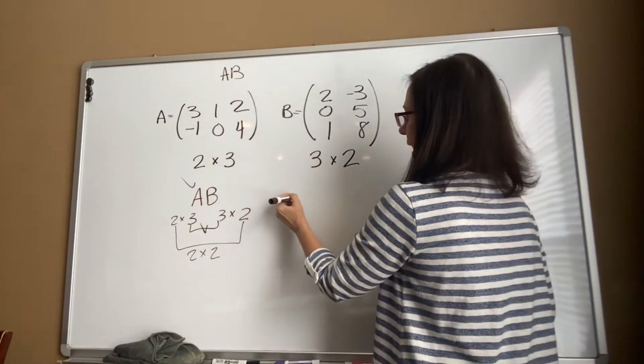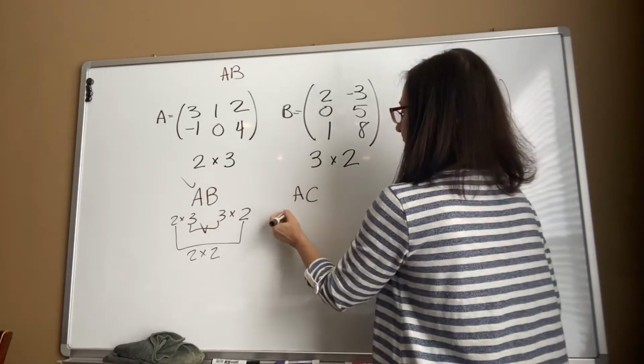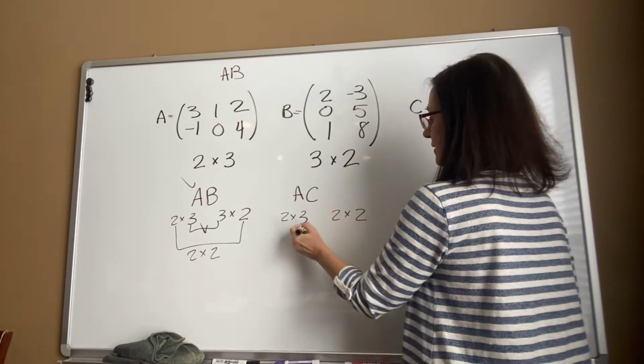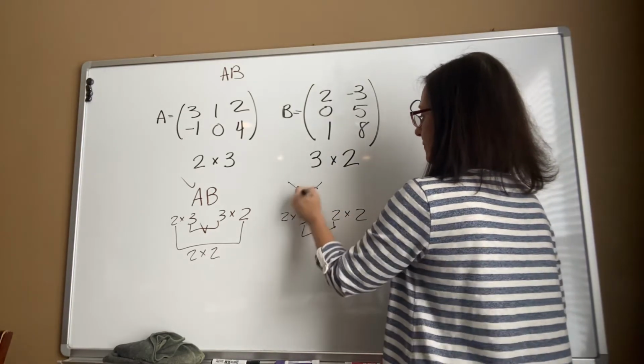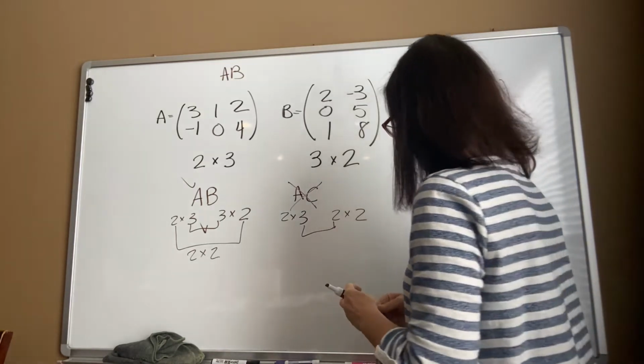Can I multiply A times C? A is a 2 by 3. C is a 2 by 2. They are not the same. We cannot multiply them. So that one will not work.